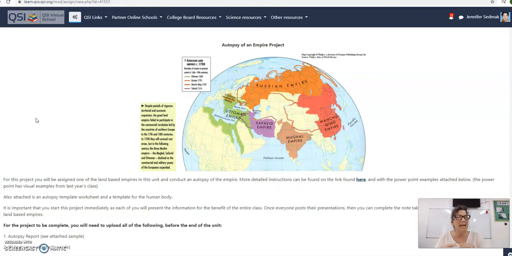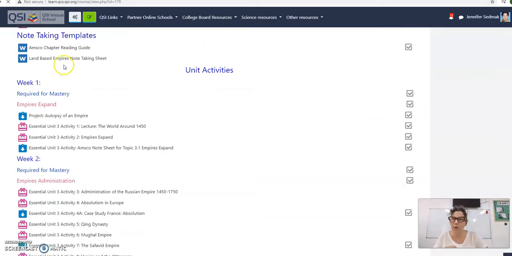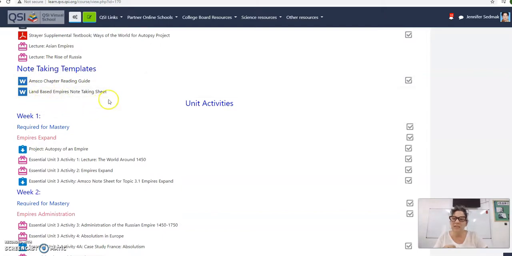However, if you're going to do a paper pencil poster project, you might want to use your phone or a recording device that way. And then you're going to have to send me the link to your presentations so that your classmates have access to your presentation, because we are going to use all of these autopsy reports to collectively do this land-based empires note-taking sheet together.